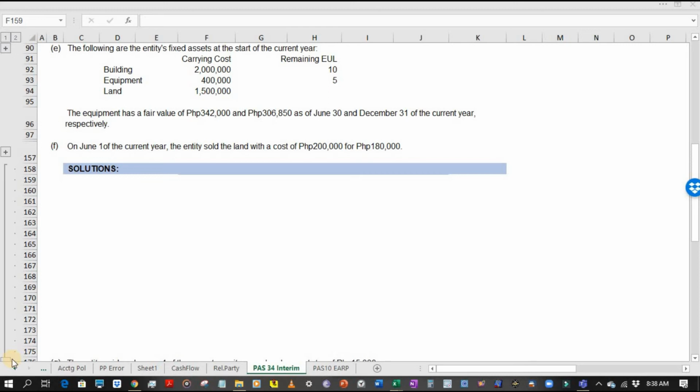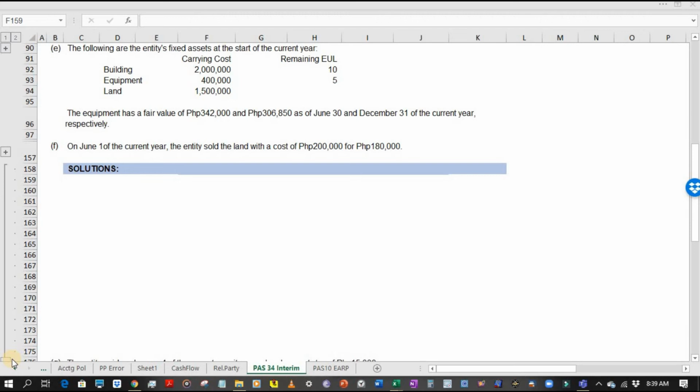This transaction will result to either gain or loss from the sale of the land. And regardless whether it is a gain or loss, the recognition principle would be the gain and the loss will be recorded or recognized when it is realized, and that is on June 1. So the gain or loss will be recorded outright immediately on June 1 upon sale. It will not be spread out during the 4 quarters of the year. So it will only be reported in one quarter, and that is the second quarter.